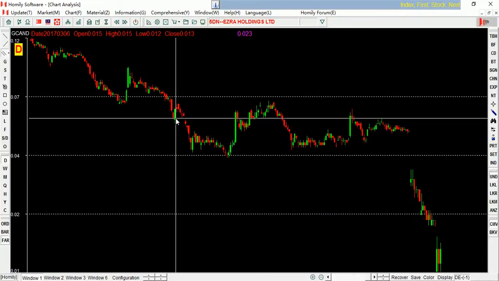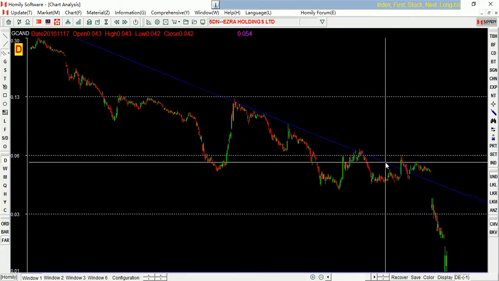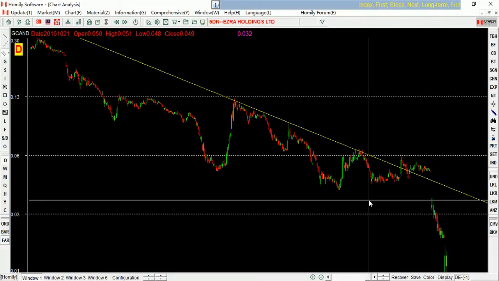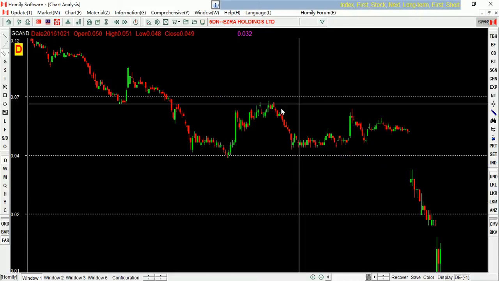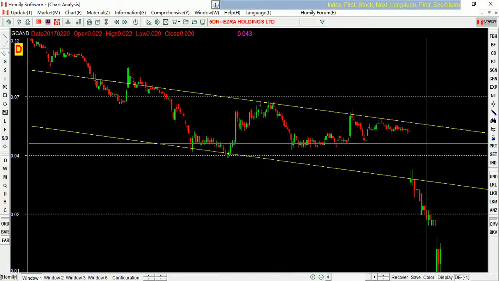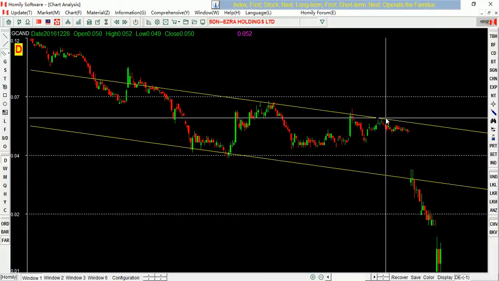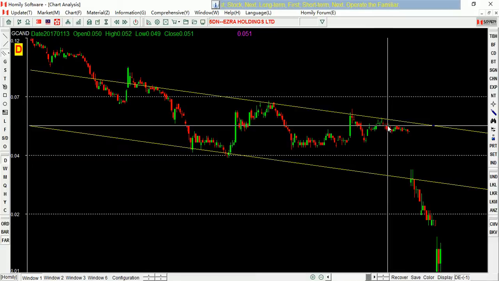Then we can draw the trend line again. Okay, so connect this high point to this high point, then we can get the trend line. This high point to this high point. So we should know that if you draw the downtrend line, where is the sell point? Here you should sell. If the price touches the resistance, you should sell first because this is downtrend line, okay? So let's see this one.